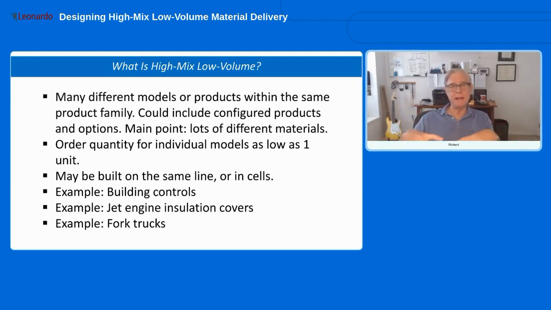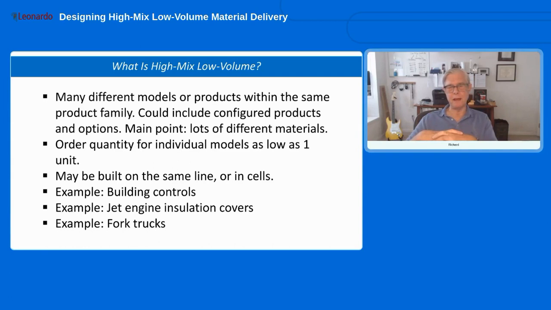Now, your order quantity in a high mix, low volume, when we say low volume, how low is low? Well, it could be as low as 1 unit, and then a different one comes. Or it could be small quantities of different products that you're running on the same line. And it could be on the same line, or it could be an assembly cell. So we've seen environments where you're not trying to mix everything on the assembly line. You're being more refined in terms of how you're defining your product groupings and doing the work in smaller assembly cells, let's say. But the issue of having to deliver those materials is still the same, right? Still, you have a lot of parts to manage.